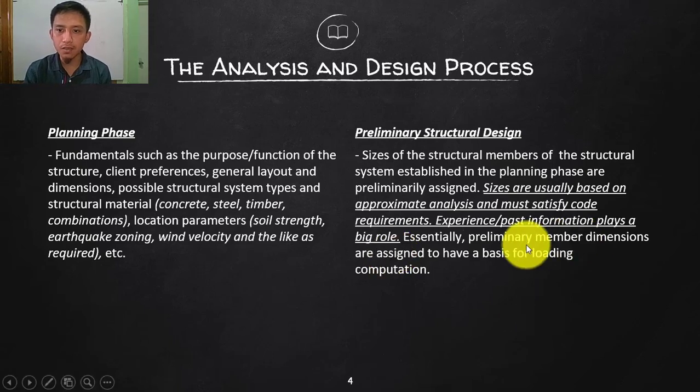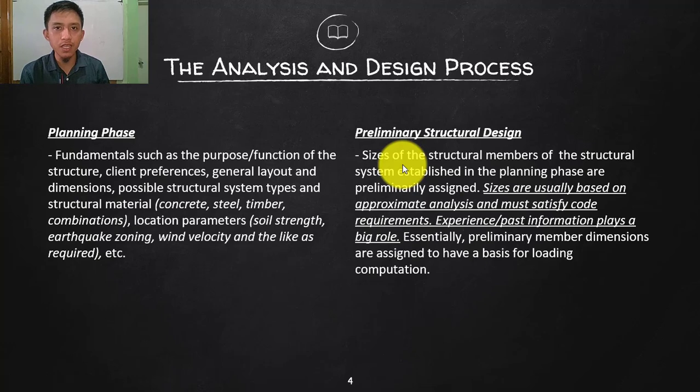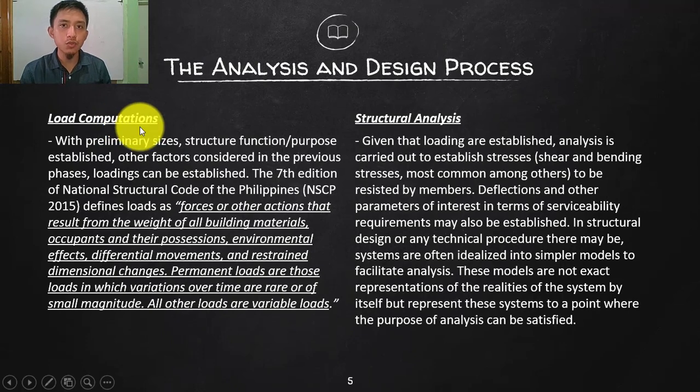So essentially, preliminary member dimensions are assigned to have a basis for loading computation. So again, that is the use of the preliminary sizes, for us to have a basis in the loadings, because if we now proceed to the next, which is the load computations, that is what we will be using. Given the size and the type of material, we can now compute the weight. Let's say that is a beam, then we can compute the weight of that beam. So that is what we will be using as the load itself, in addition to the other external loads.